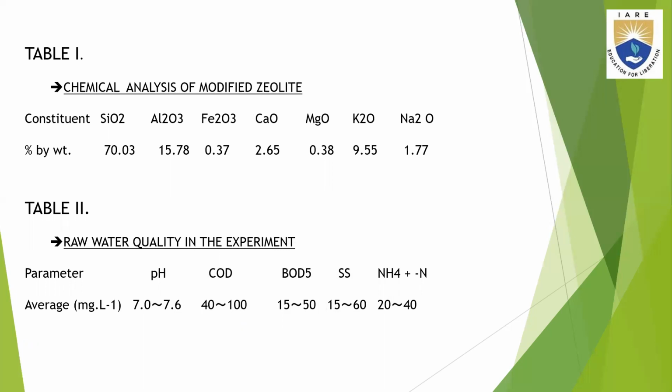Table 2, raw water quality in experiment. Parameter, average mg per liter. pH 7.0 to 7.6. COD 40 to 100. BOD5 15 to 50. SS 15 to 60. NH4+-N 20 to 40.